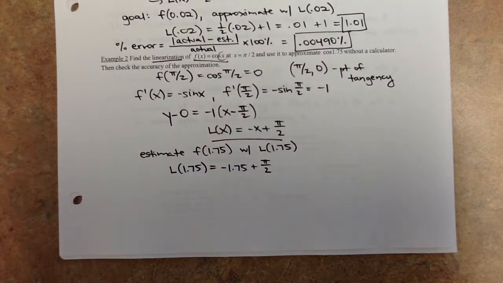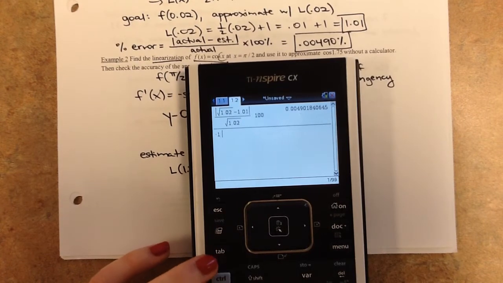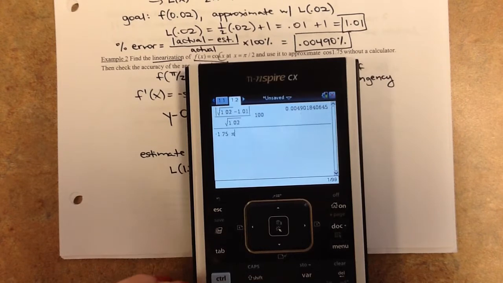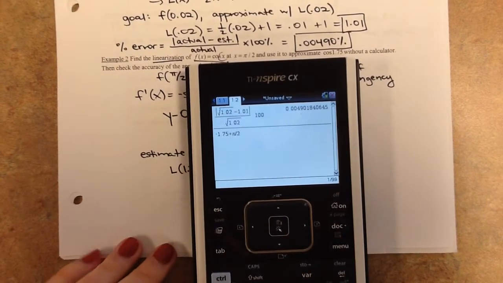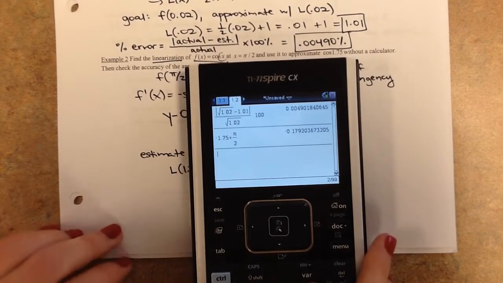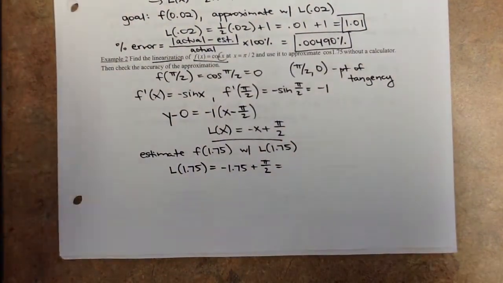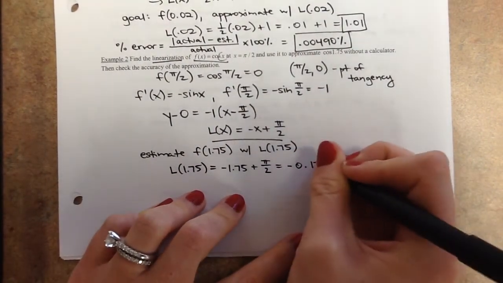So again, we are going to pretend that our calculator just can't do trig. So negative 1.75 plus, and then there are pi buttons in all sorts of different places. Whoops, that is times, not plus. That's plus. Okay, so our approximation, now we want to keep as many decimal places as possible. So I'm going to write literally every single one that my calculator screen just gave me.